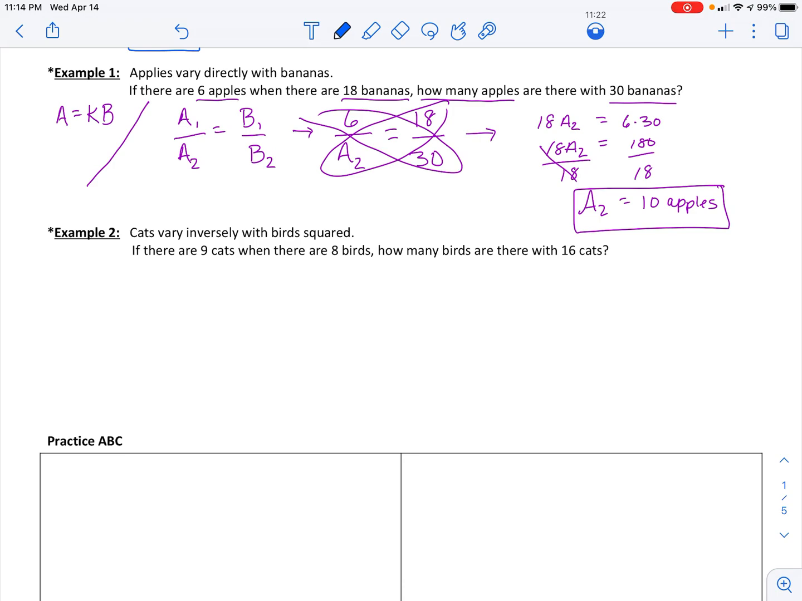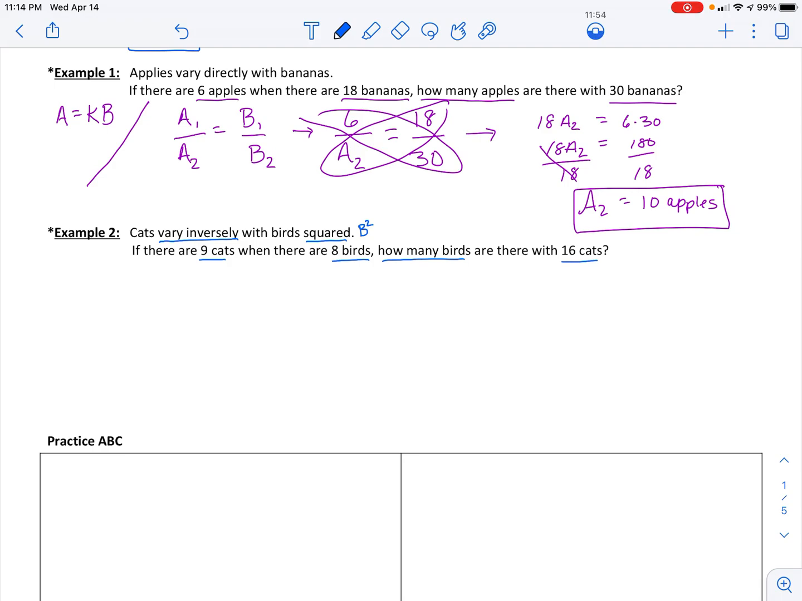So cats vary inversely with birds squared. I want you to think about that. So what this really is going to be is birds squared. Okay, so that's going to be in our equation. If there are 9 cats when there are 8 birds, how many birds are there with 16 cats? Okay, so we're starting with 9 cats and 8 birds. We want to figure out how many birds there are with 16 cats.